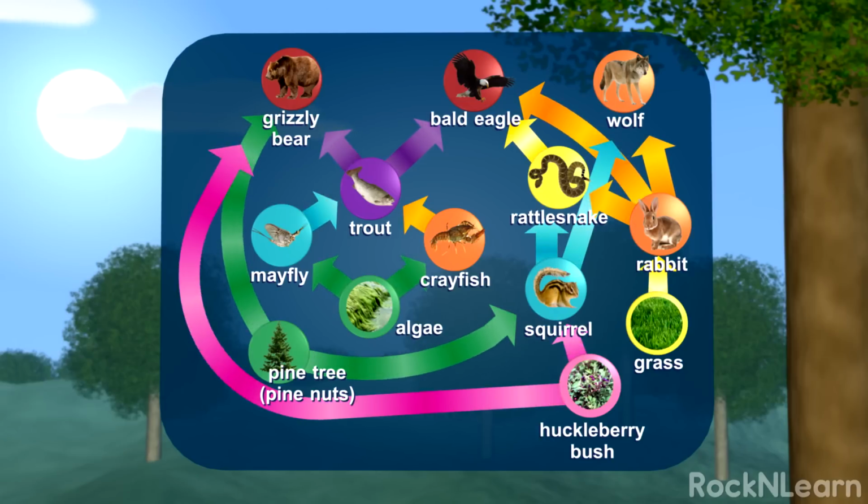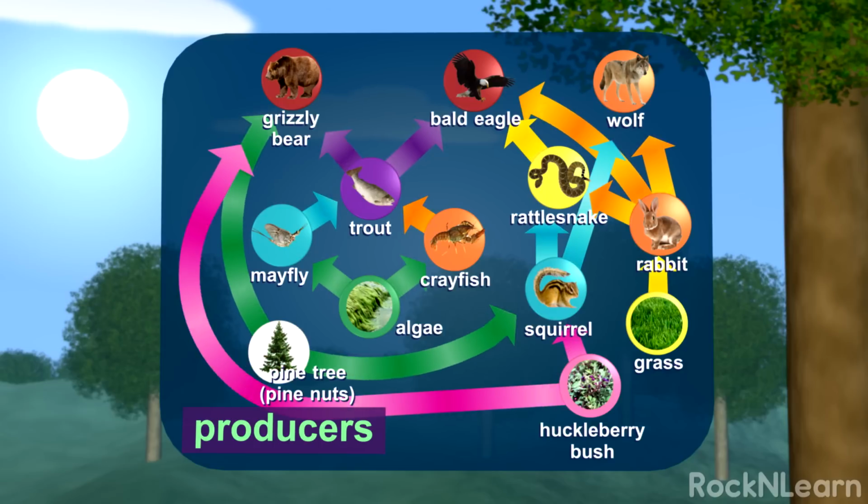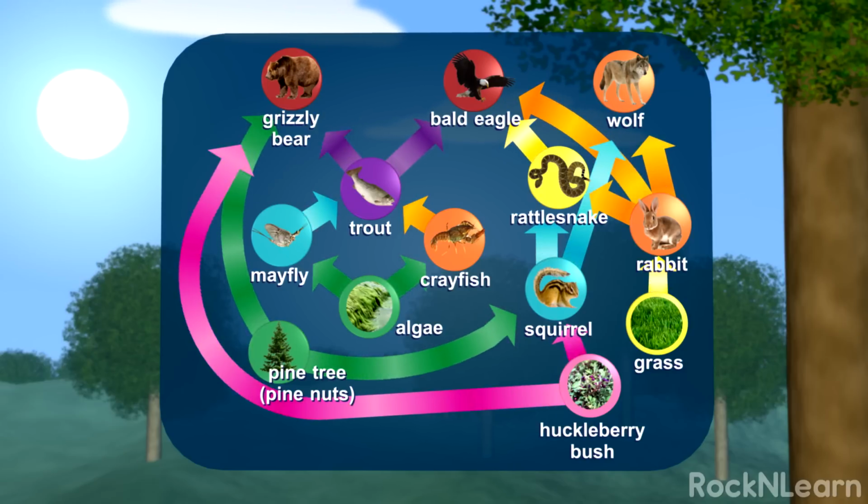Remember that the arrows show the direction of the flow of energy. So the arrows point away from what is being eaten. The producers are the pine tree, the algae, the grass, and the huckleberry bushes. So the only animal I see that eats from the producers and other consumers is the grizzly bear.